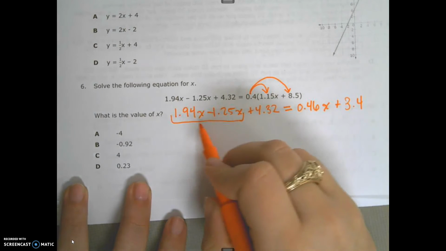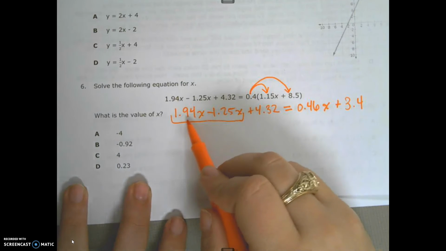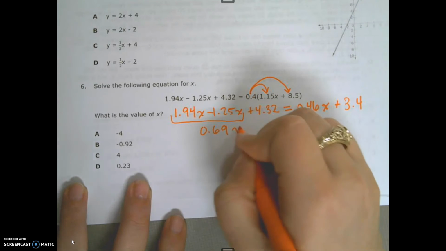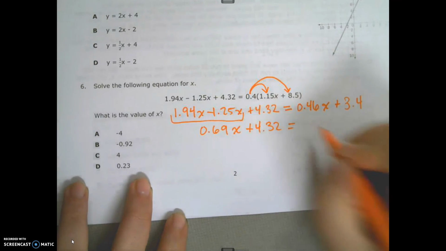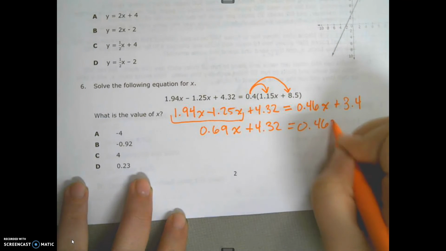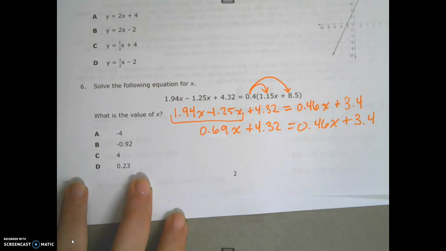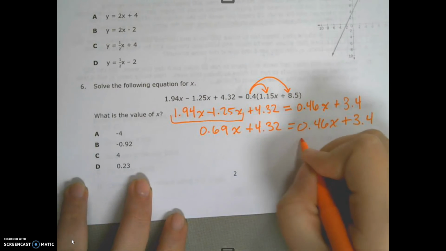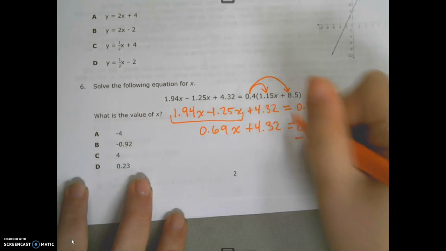When I combine those, I subtract 1 and 25/100ths from 1 and 94/100ths. That will give me 69/100ths x plus 4 and 32/100ths equals 0 and 46/100ths x plus 3 and 4/10. I now need to move my x's to one side, so I need to move my smallest x, which is 46/100ths. So I'm going to subtract 46/100ths x from both sides.